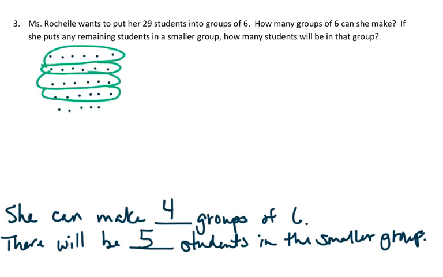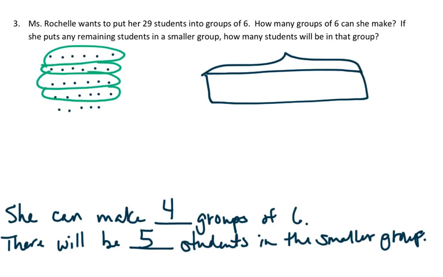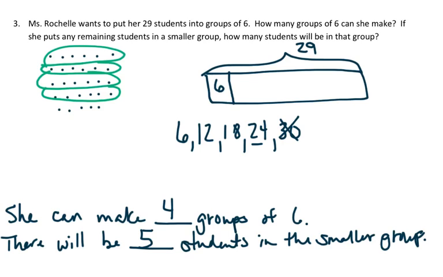Okay, so I'm going to show you using a tape diagram how you can do this problem as well, because sometimes the number of dots becomes a lot. So I know that there's 29 students altogether, and I'm putting them in groups of 6. So let's see, if I skip count by 6, I have 6, 12, 18, 24, and then the next one would be 30, but that's too many. So I'm stopping at 24.